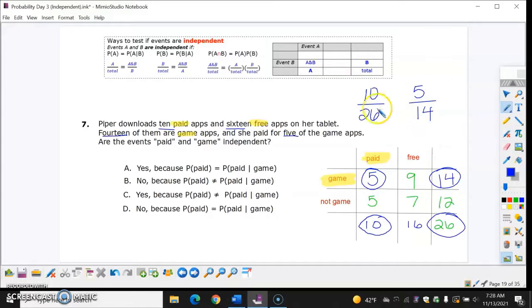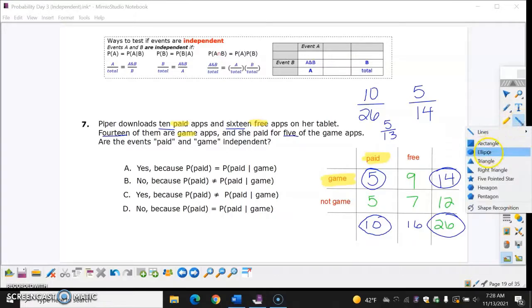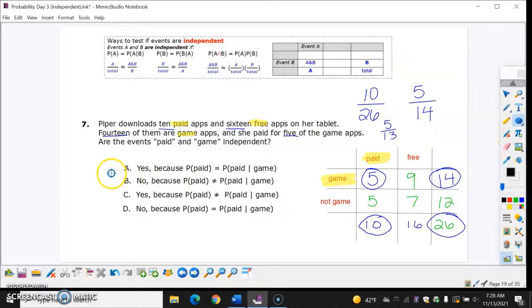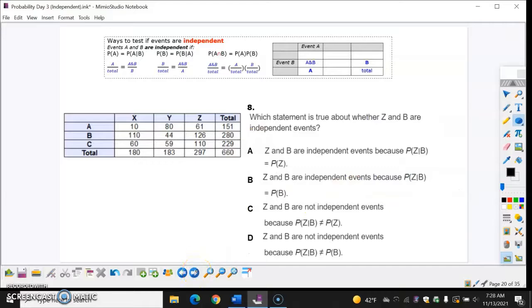Those are not equal. Of course, 10 out of 26 could reduce to 5 over 13. So those are not the same. That means they're not independent, because whether or not she pays for an app depends on if it's a game or not. It's different if it's a game versus if it's not.